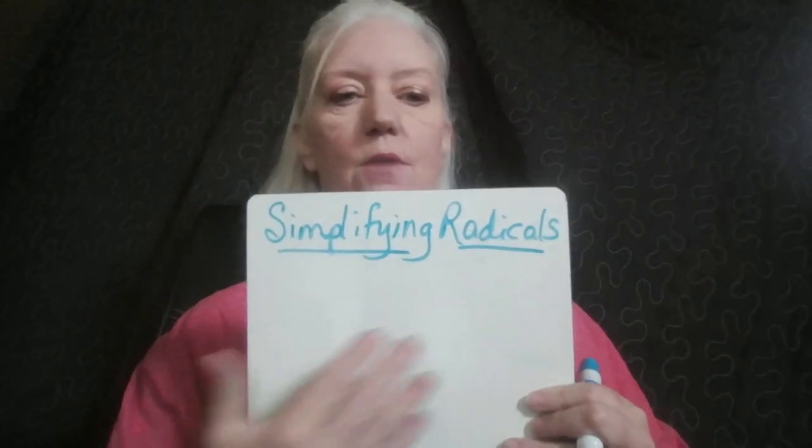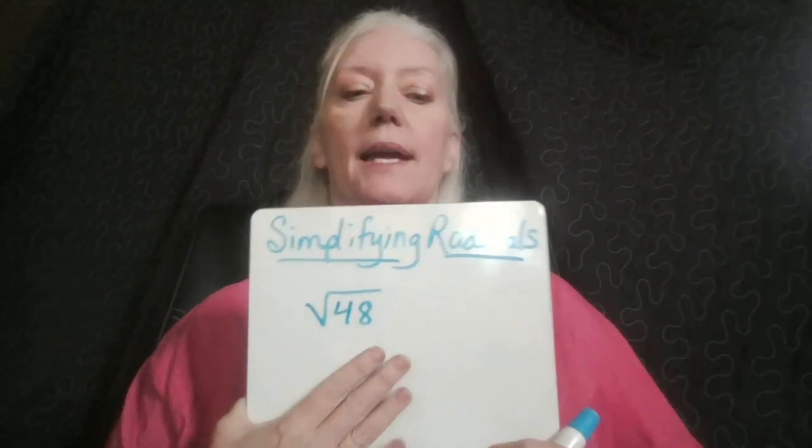This next video is about simplifying radicals. Radicals are those square root signs, but they're not always square root. They could be cubed root, fourth root, and so on. But we're going to start with the square root. Simplifying radicals, something like this.